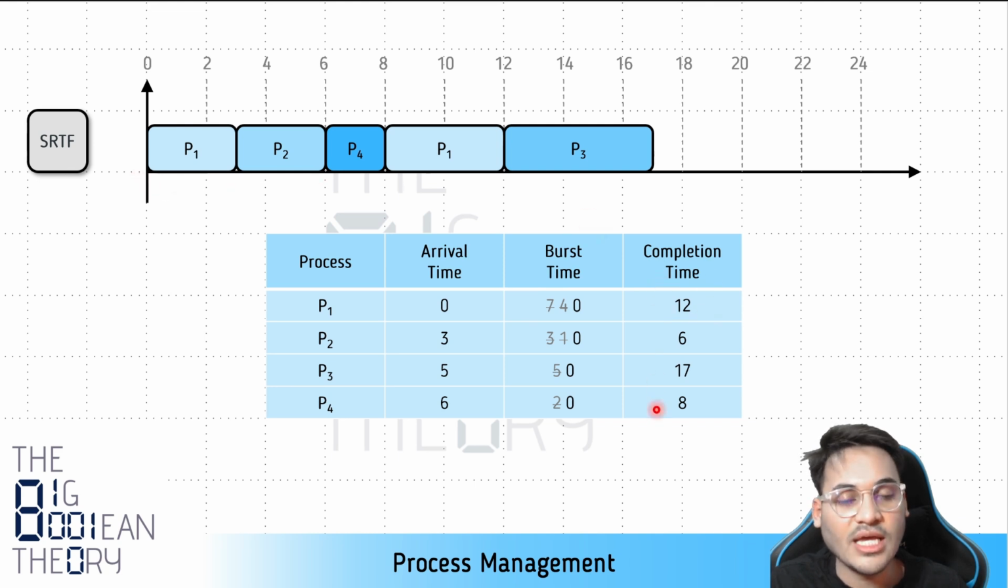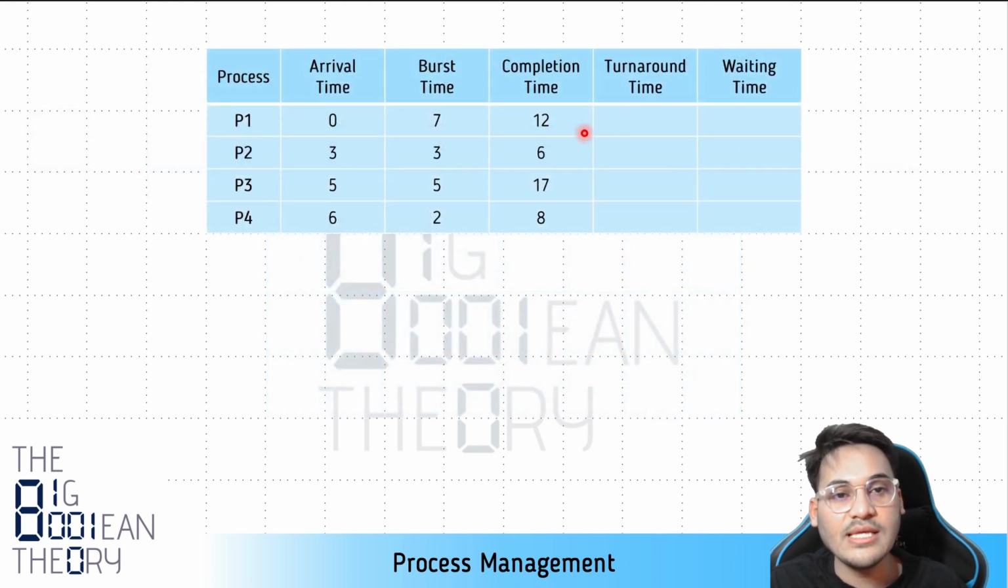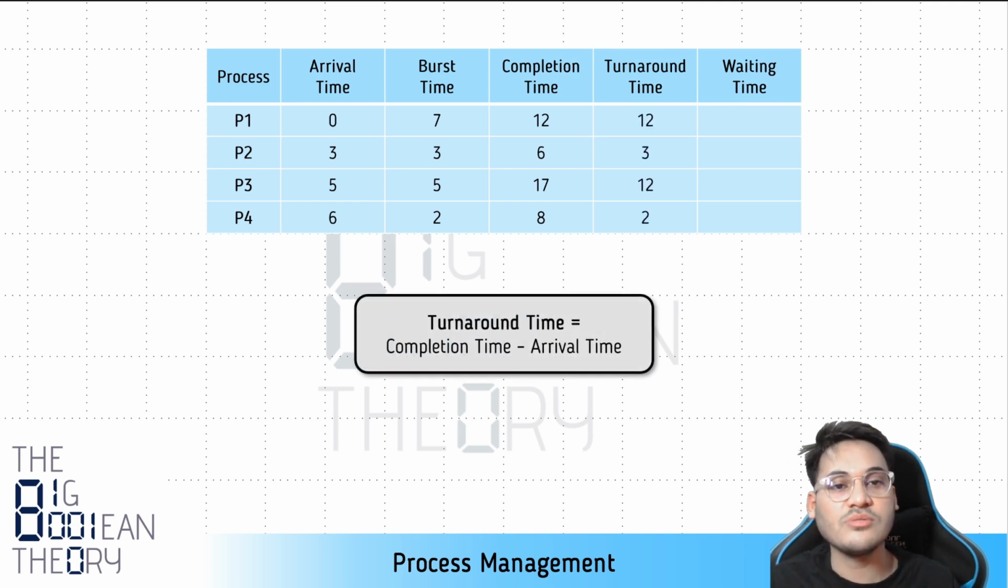We have the completion times of all the processes, and we can easily calculate the turnaround time, and from the turnaround time we'll calculate the waiting time. So what is the turnaround time? The turnaround time is the total time that a process spends in the system. It is calculated as completion time minus arrival time. So these are the completion times that we calculated, and these are the arrival times which were already given, right?